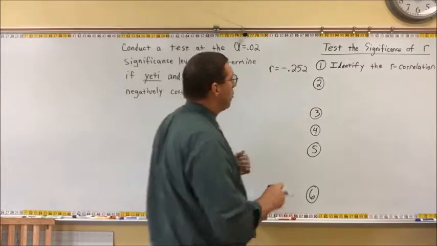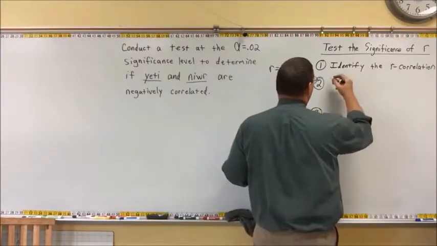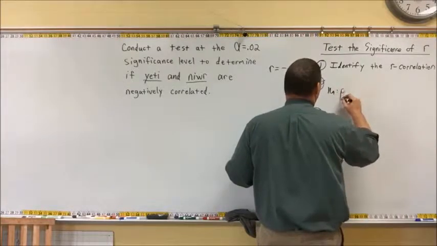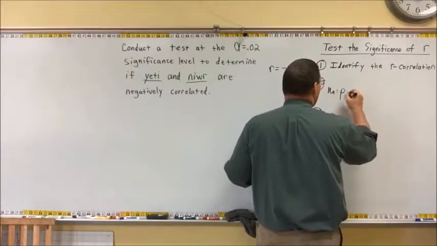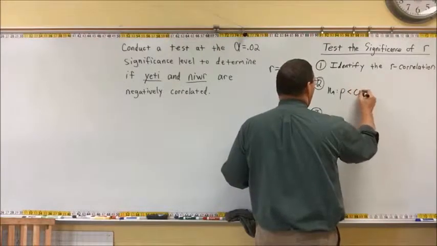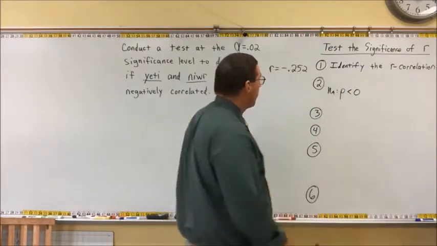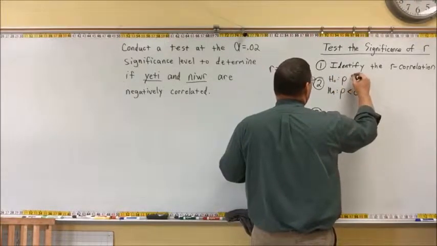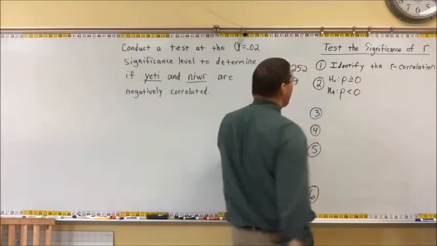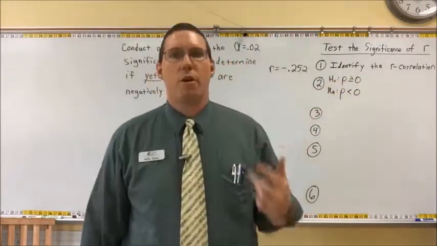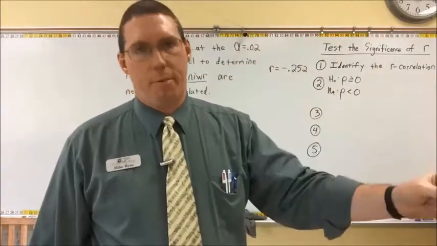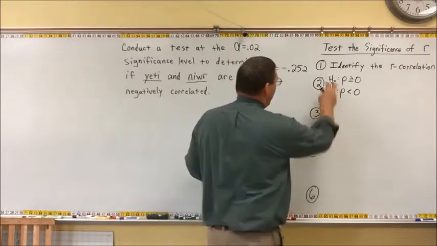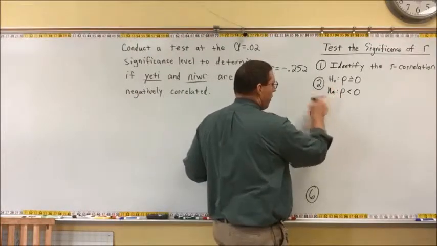All right, so we identified the r correlation, and now we want to do the null and alternative hypotheses. Well, what we're testing, our alternative hypothesis, is that the correlation is negative. So that's going to be rho is less than 0. That makes our null hypothesis rho is greater than or equal to 0. Remember, our null hypothesis is always the opposite of whatever our alternative hypothesis is. Okay? So we've got our null hypothesis and our alternative hypothesis.